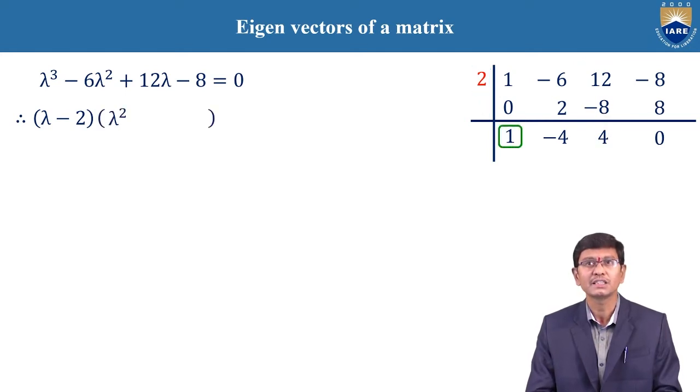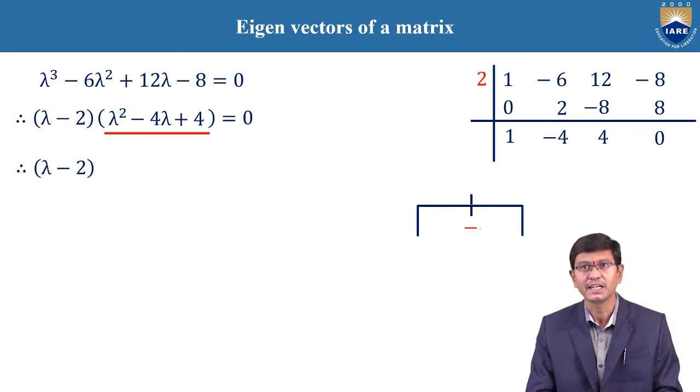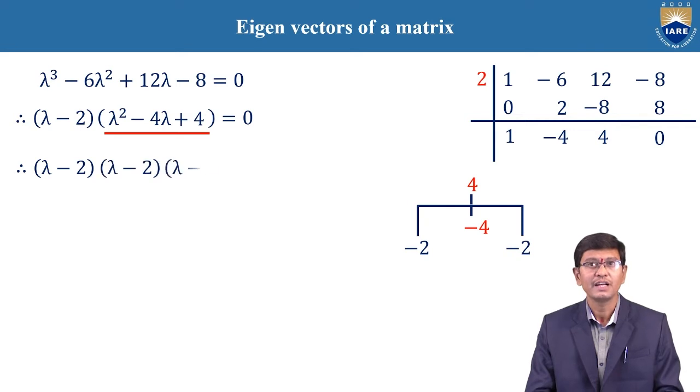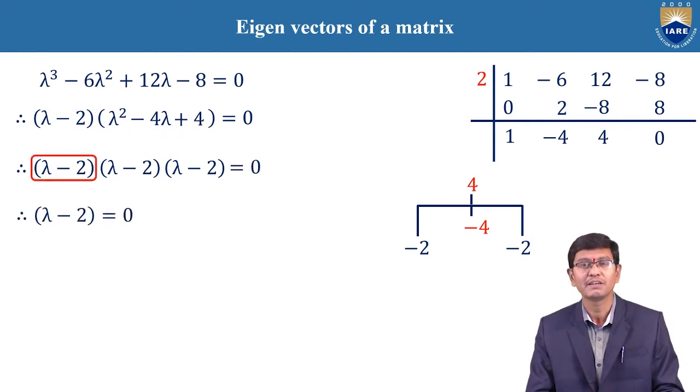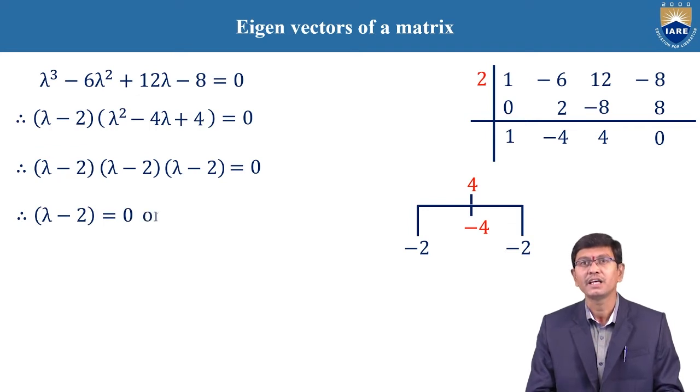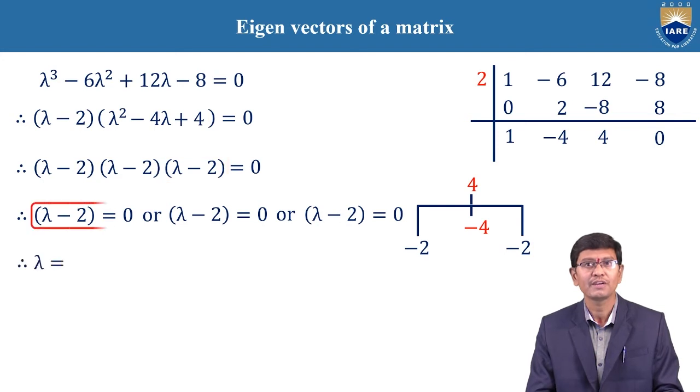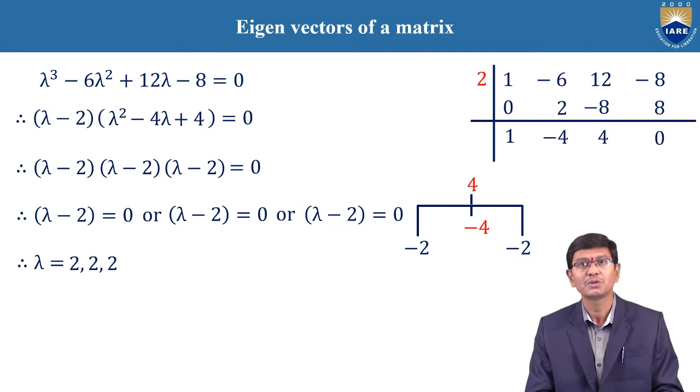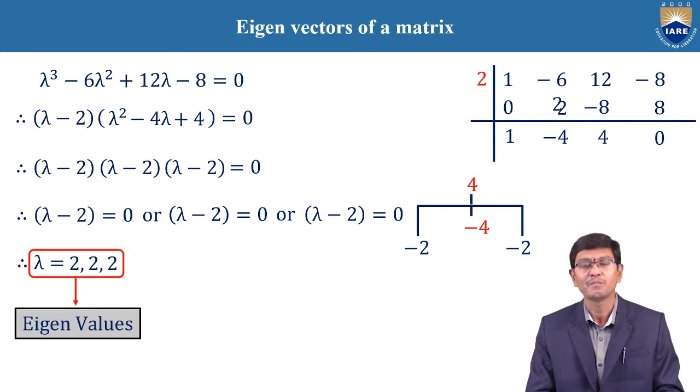Solving lambda square minus 4 lambda plus 4 is equal to 0 by the quadratic formula, synthetic division or factorization, we get lambda is equal to 2 once again, a repeated root. Therefore, the eigenvalues are lambda is equal to 2, 2, 2. Here lambda is equal to 2 is repeated thrice, and these are the eigenvalues of the given matrix.